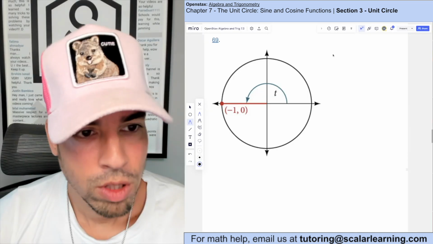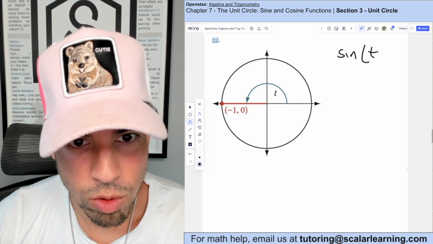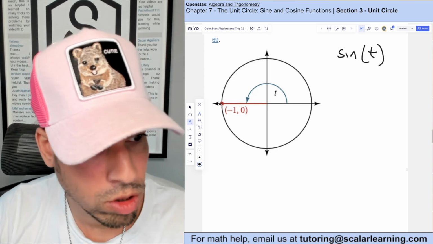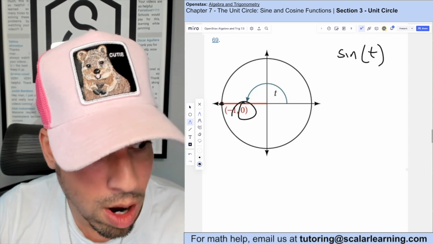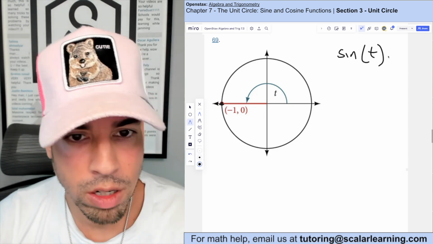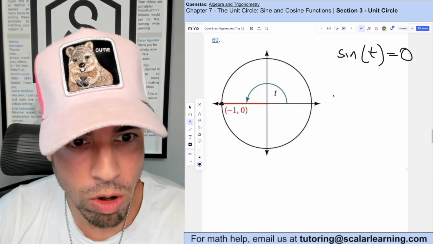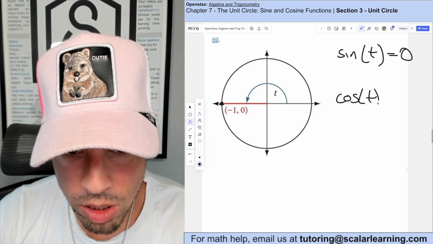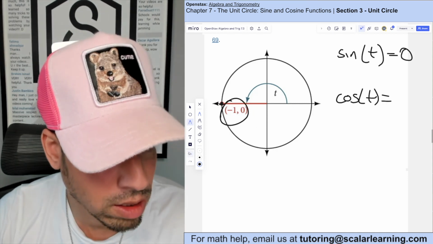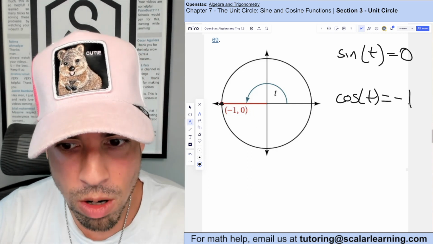And for cosine of t, it's that corresponding x value of the same coordinate, which is rad 2 over 2. Boom, done. For this one, we're first finding sine of angle t, and the fact that this is in the unit circle, we just take the corresponding y value of the coordinate, which for this angle is 0. And for cosine of t, we take the corresponding x value of that same coordinate, which is negative 1. Boom, done.